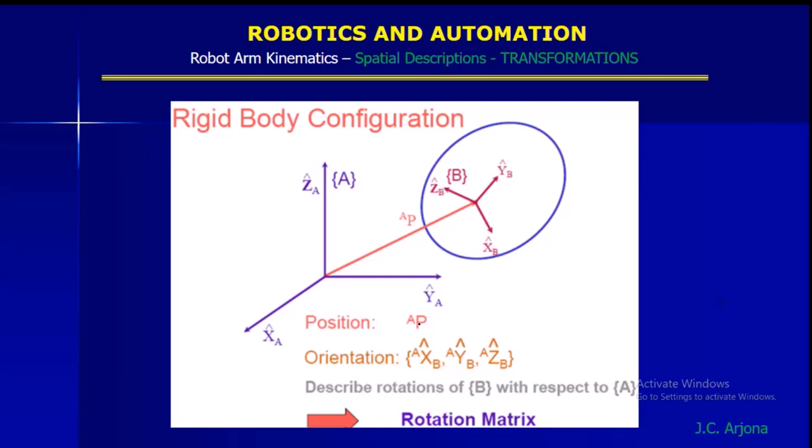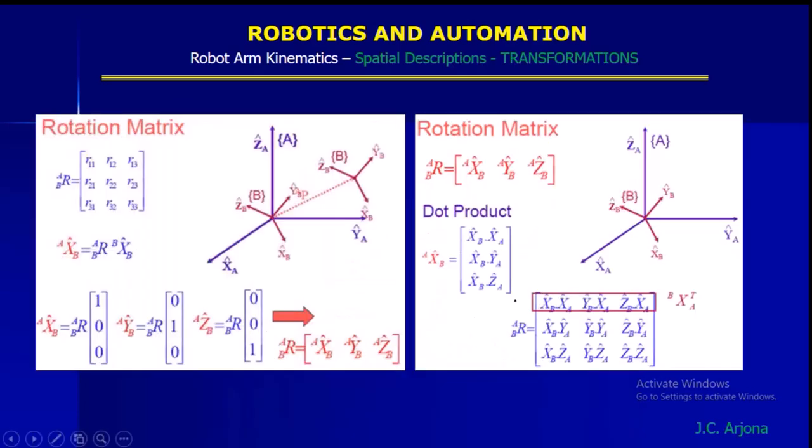This is the point P, which is relative to the origin A. While the orientations are the XB to A, YB to A, and ZB to A. This is to describe the rotations of B with respect to A in the rotation matrix. So here is the rotation matrix. Here is the rigid body configuration. Here is the matrix of the rotation.